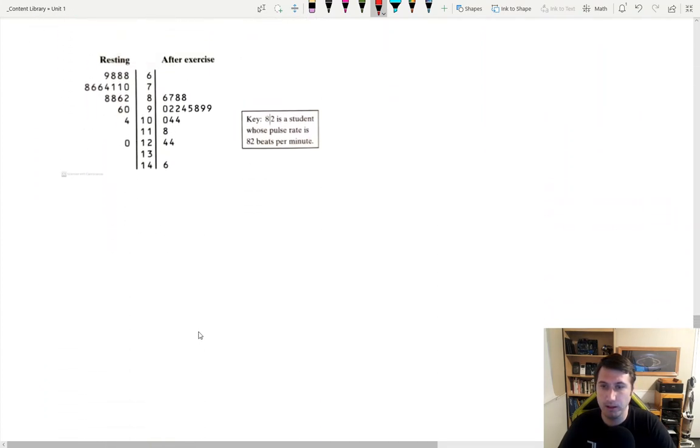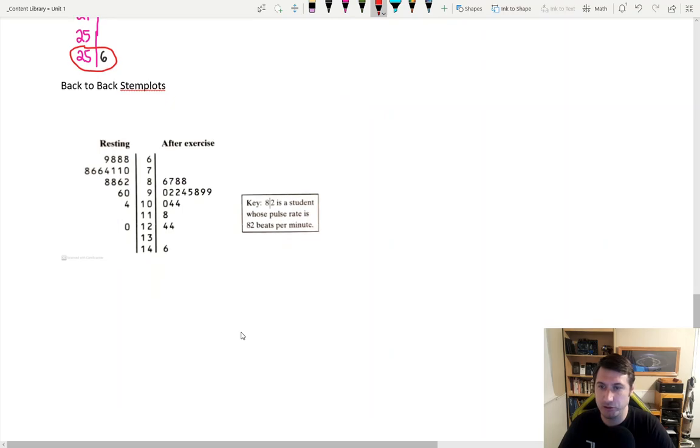All right, one more thing. Just want to show this to you. Hopefully it's pretty self-explanatory. Sometimes if you're going to compare two sets of data that are related somehow, you might put them in a back-to-back stem plot. So here the stems are in the middle, and one data set over here has its leaves, and the other one has it over here.